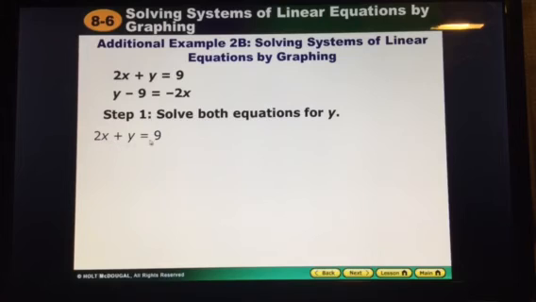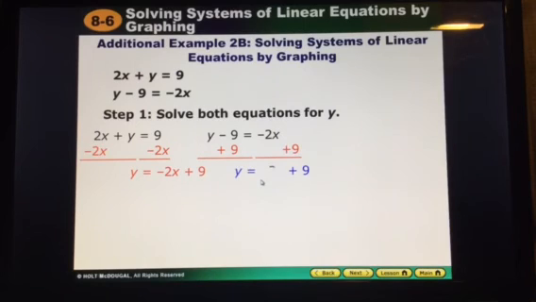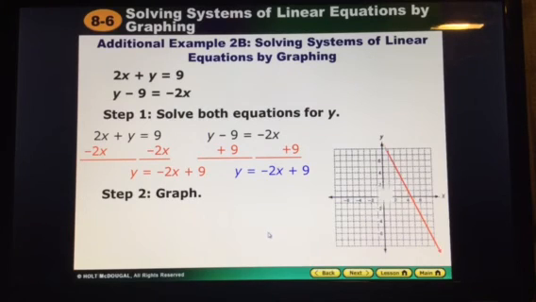So when we subtract 2x from both sides, we get y is equal to -2x plus 9. And for the other one, y, well, let's see, we'll add 9 to both sides. So y will equal 2x plus 9. Now notice it's the same equation. So when you go to graph these, they're right on top of each other.